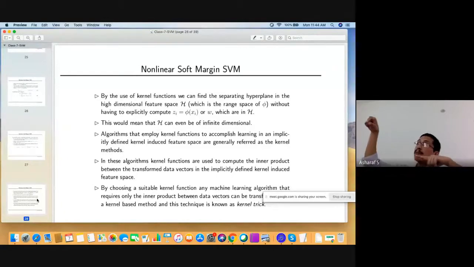It will provide you the dot products of the transform vectors in that space. So any algorithm which can leverage this principle, where any algorithm which requires only dot product computations in the transform space, can essentially implement such techniques without doing explicit transformation. That particular technique is called kernel trick.